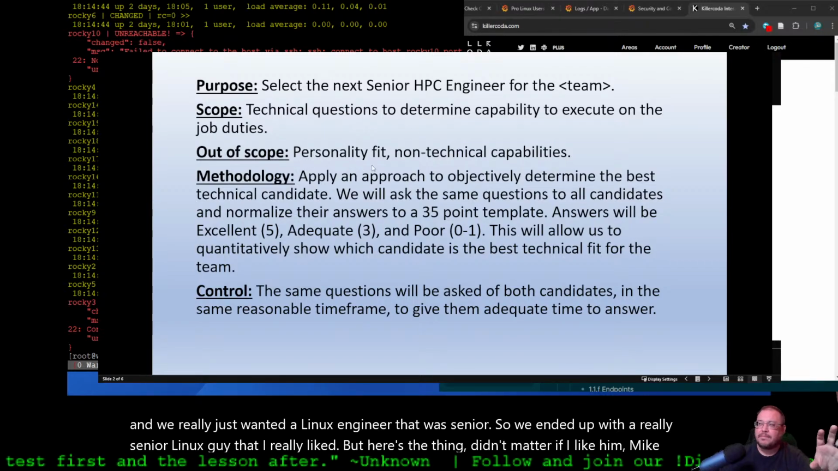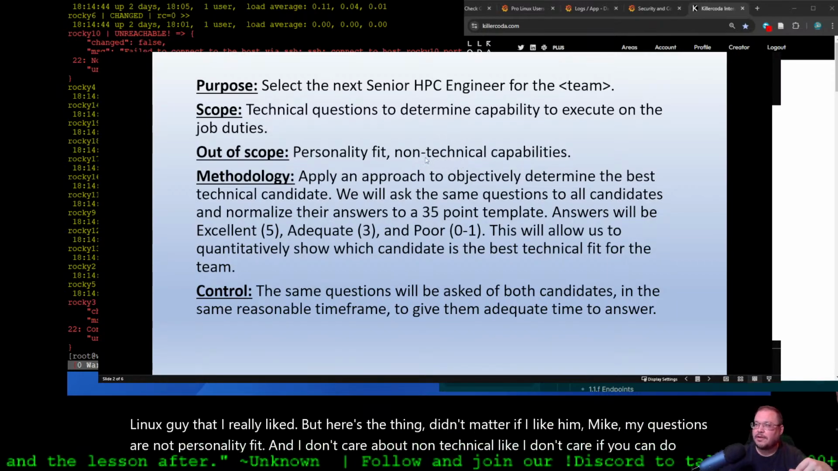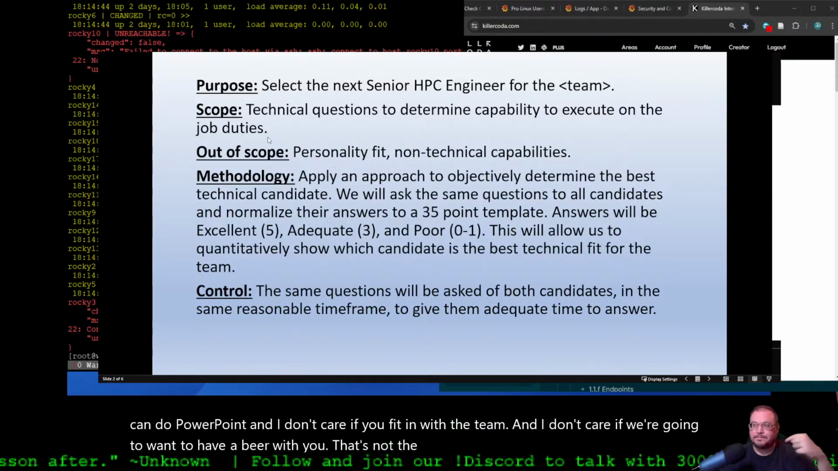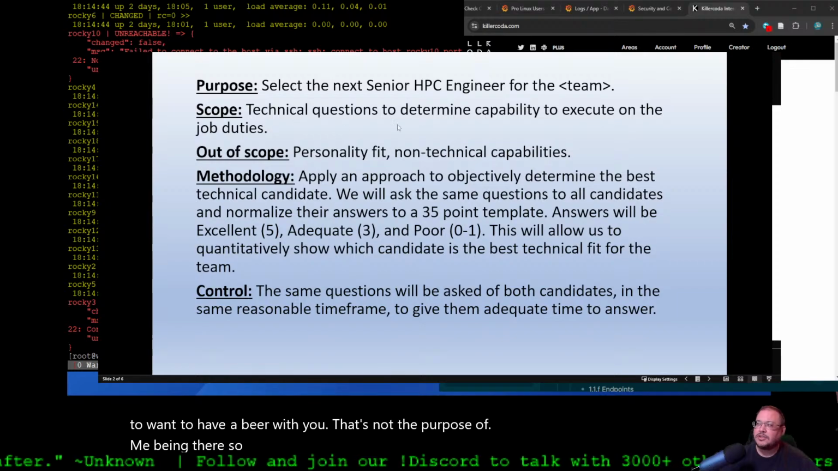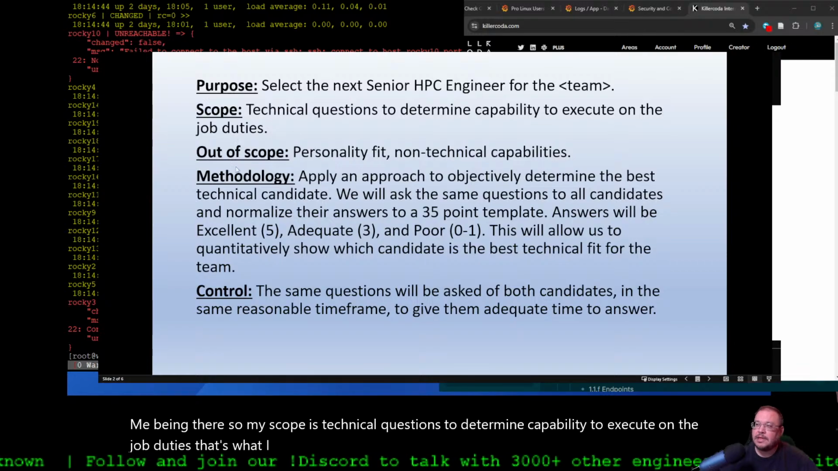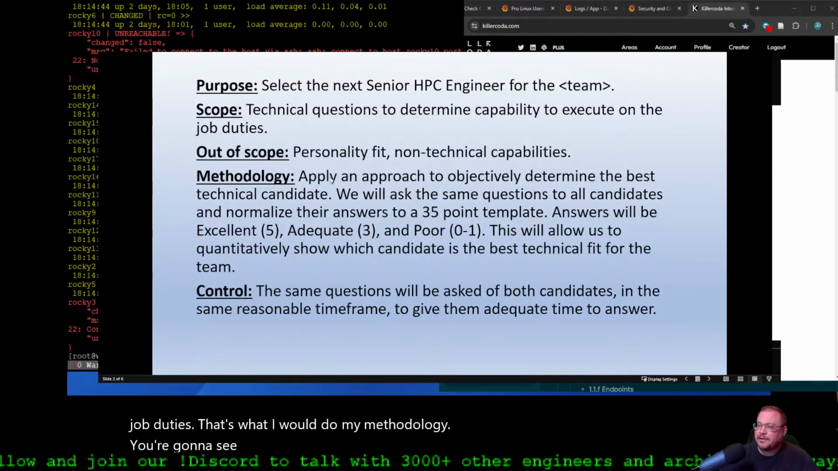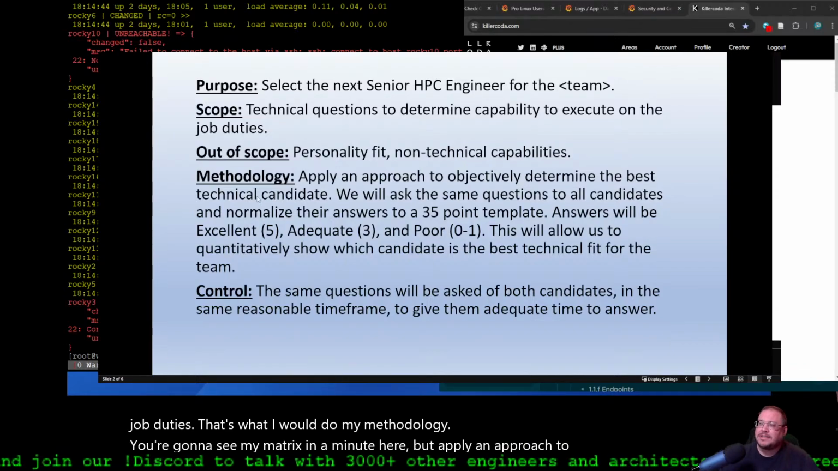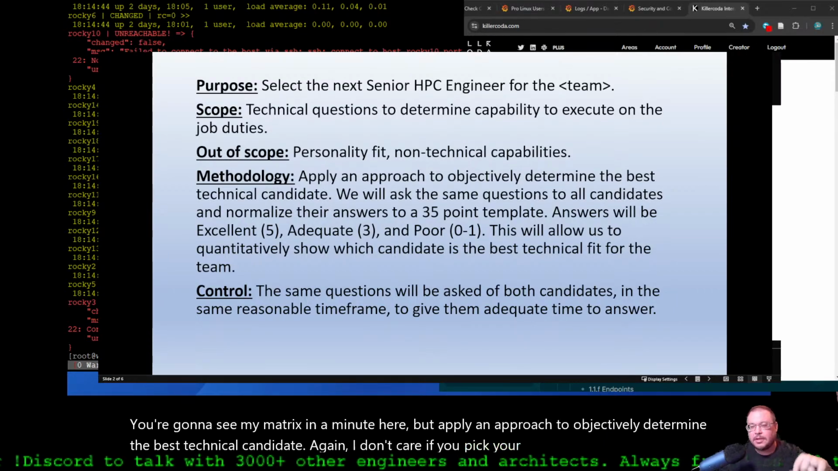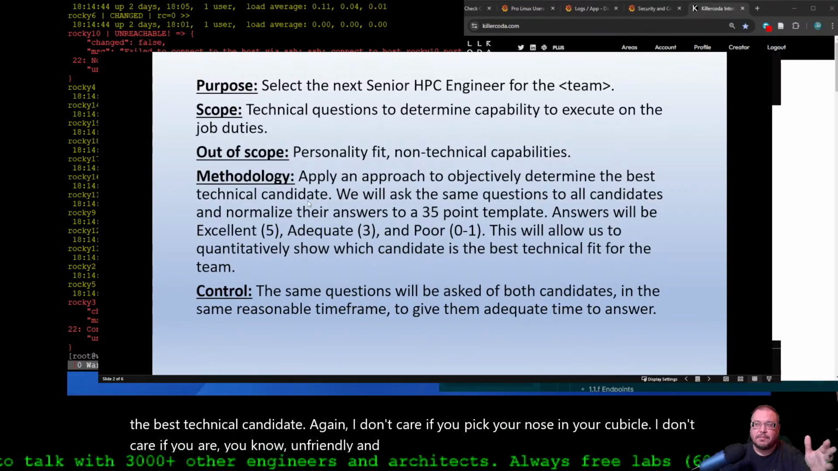My questions are not personality fit, and I don't care about non-technical. I don't care if you can do PowerPoint, and I don't care if you fit in with the team, and I don't care if we're going to want to have a beer with you. That's not the purpose of me being there. So my scope is technical questions to determine capability to execute on the job duties. That's what I would do. My methodology, you're going to see my matrix in a minute, is to apply an approach to objectively determine the best technical candidate. Again, I don't care if you pick your nose in your cubicle. I don't care if you are unfriendly or whatever. That's not the purpose of what I'm doing.